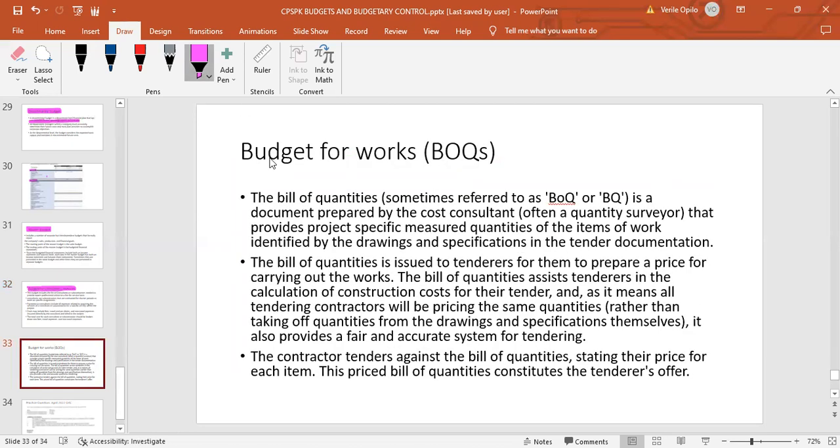Budget for consultancy services also goes almost hand in hand with what we call the budget for works or the BOQs. The BOQs are also known as the bill of quantities. And this is essentially a document that is prepared by the cost consultant or the company's quantity surveyor. And this one just provides details about a given project.